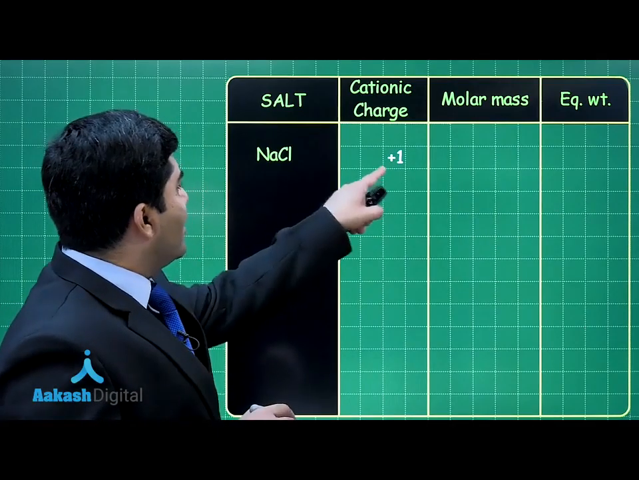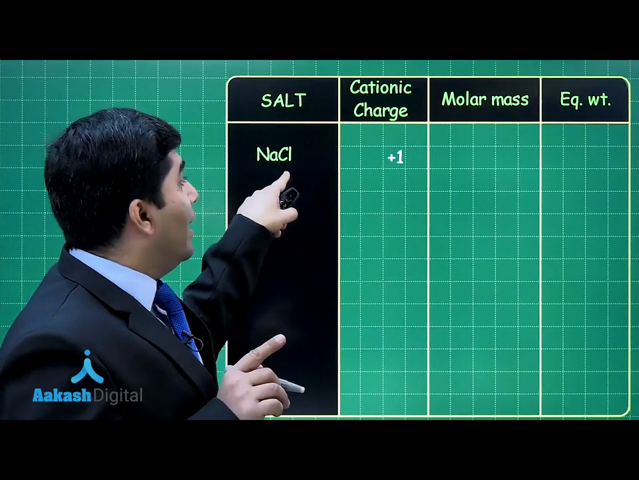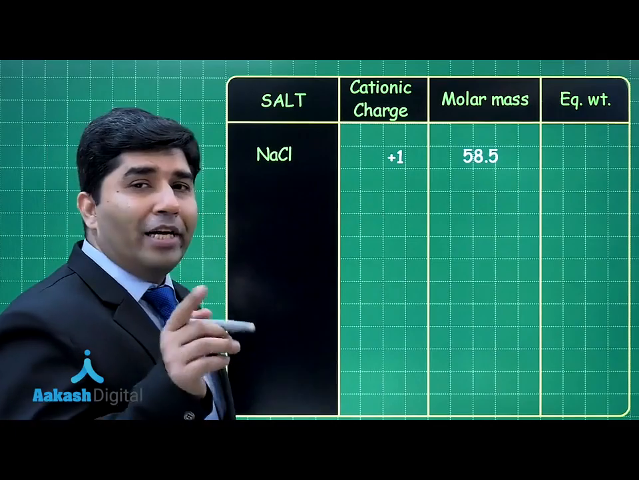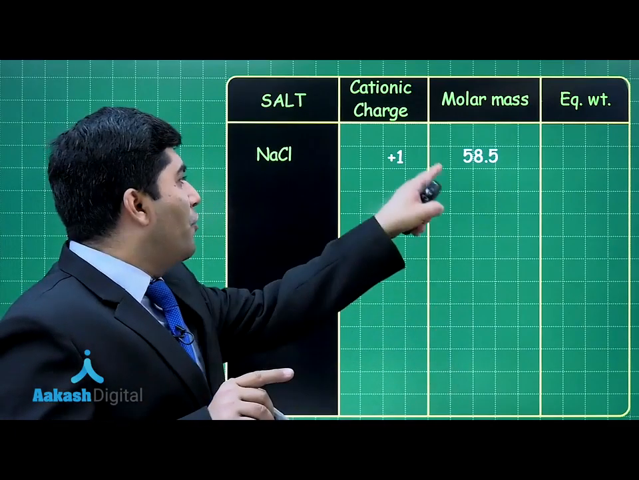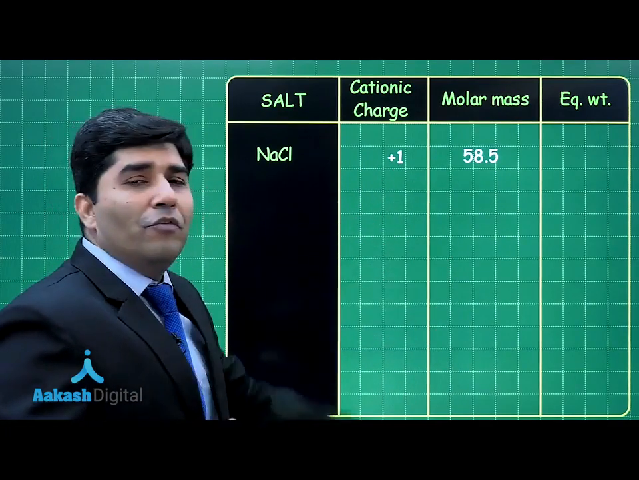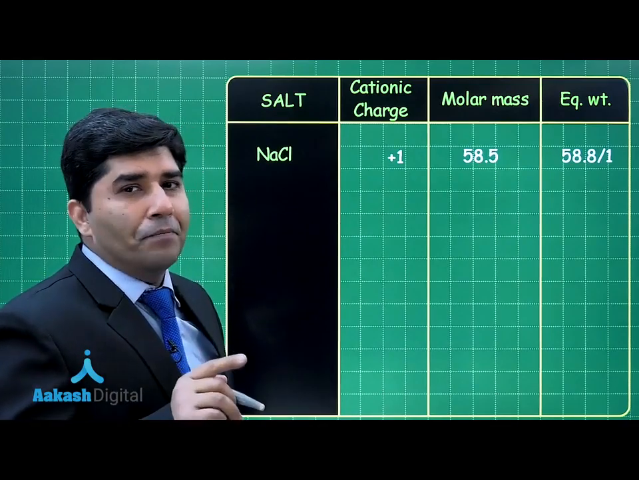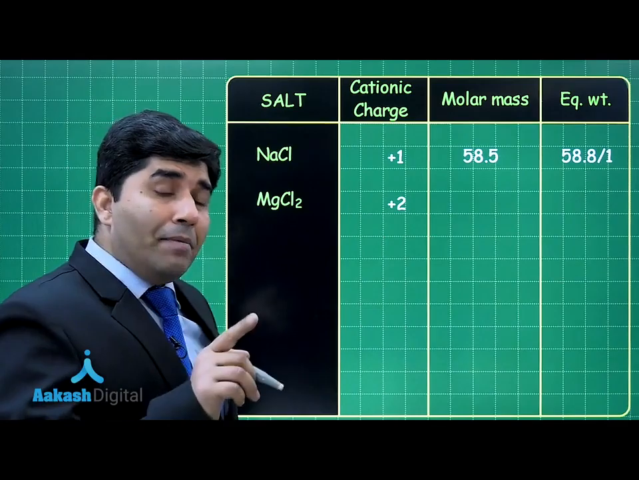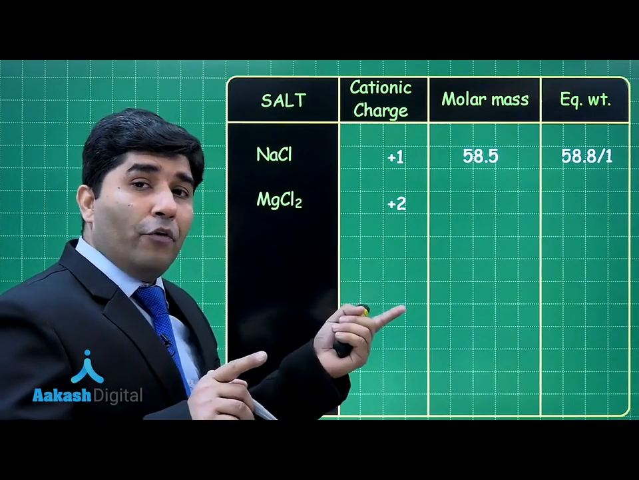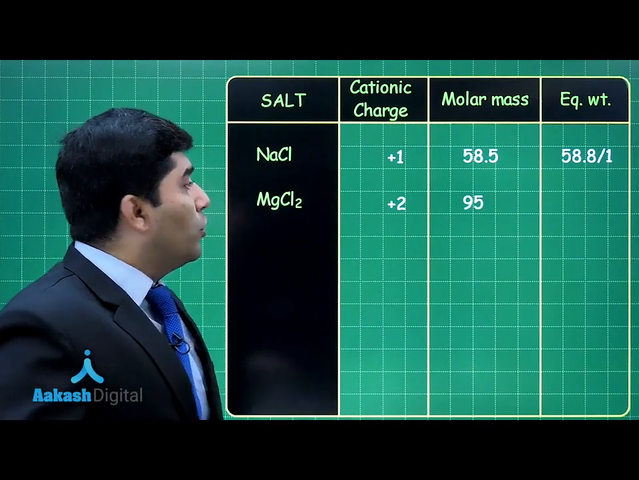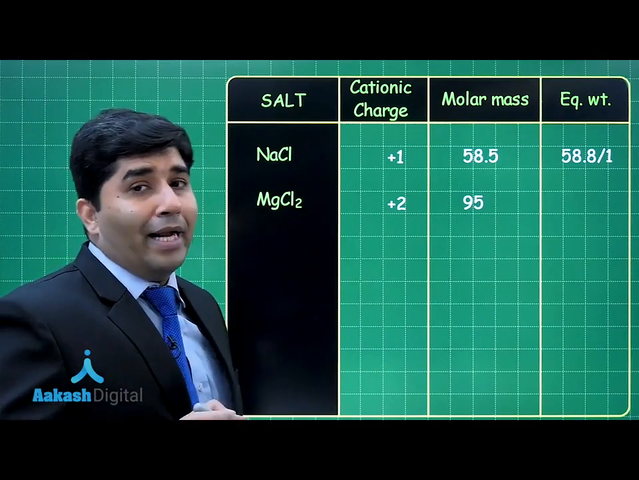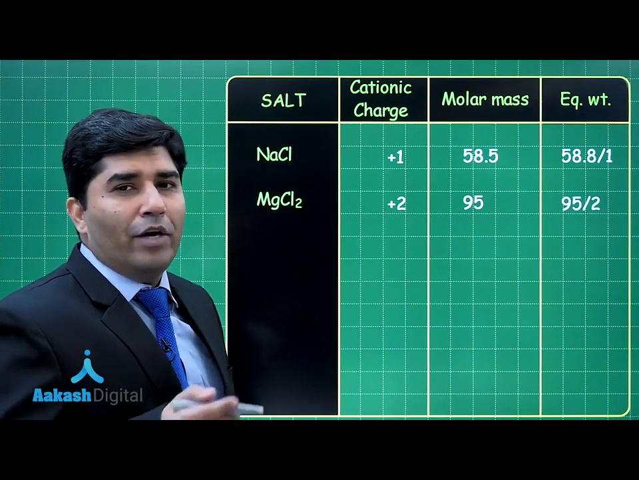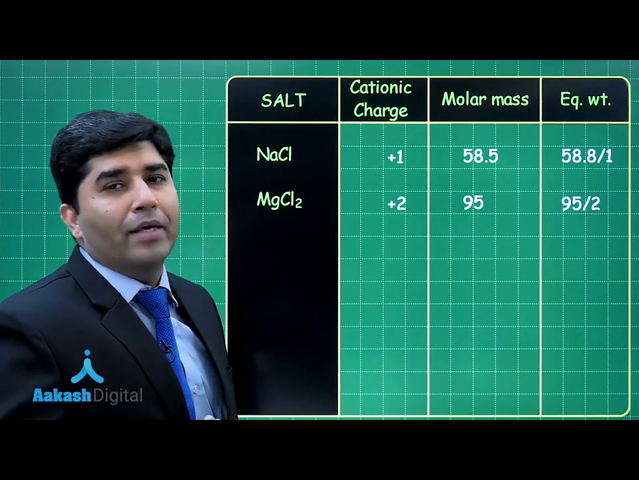Its cationic charge is +1 because Na+ is there. Its molar mass is 58.5. Therefore, 58.5 divided by 1 will be its equivalent weight. The second example is magnesium chloride. Magnesium has 2+ charge. Therefore, its cationic charge is equal to 2 and its molar mass is 95. Therefore, its equivalent weight will be equal to 95 by 2.